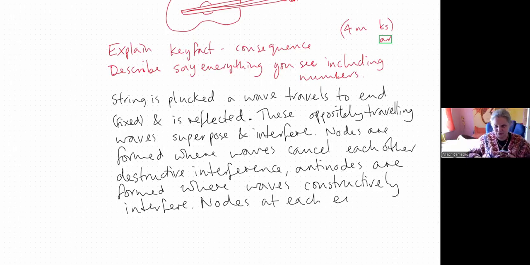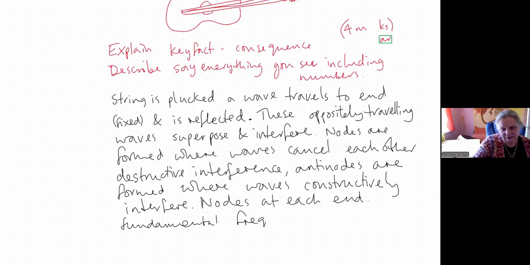And the fundamental one is the standing waves that formed, they're the waves that fit. The fundamental one is where you've got one antinode, which is in the middle, and nodes at each end. And the fundamental frequency or wavelength has one antinode in the middle.